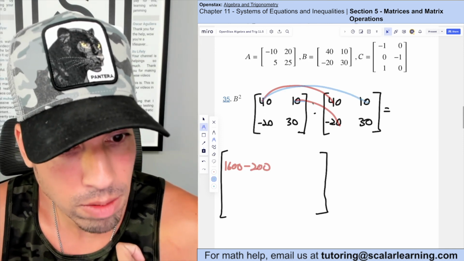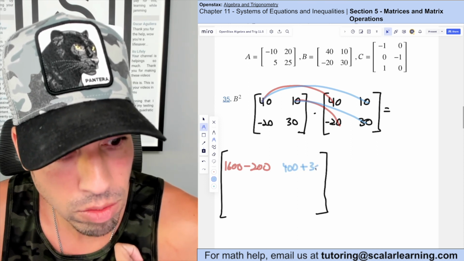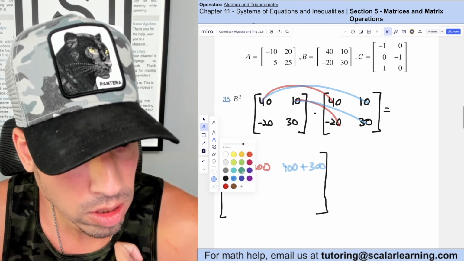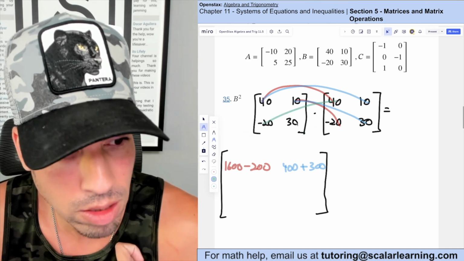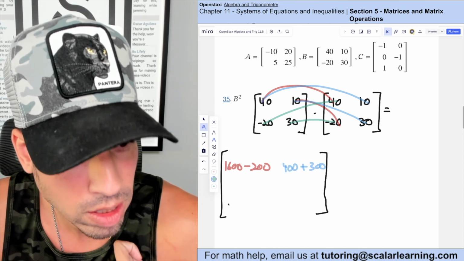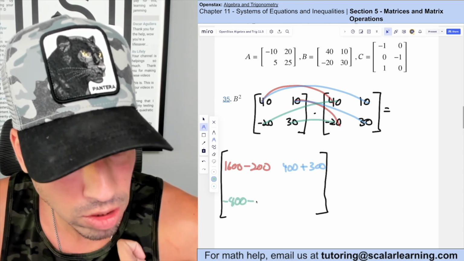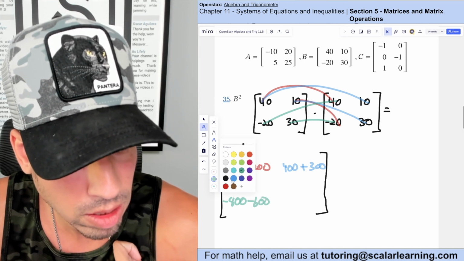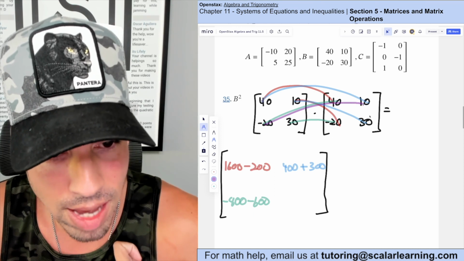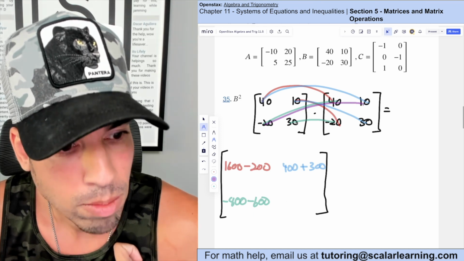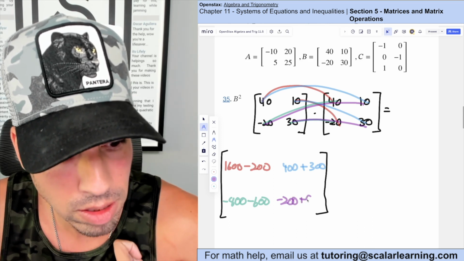Then we go and hit that second column. 40 times 10 plus 10 times 30. That's 400 plus 300. All right, now let's go to the next row down here. We got negative 20 back to the first column times 40 plus 30 times negative 20. That's negative 800 plus negative 600 or minus 600, same deal. Last but not least, let's do purple. We got negative 20 times this last column, negative 20 times 10 plus 30 times 30. That's negative 200 plus 900.